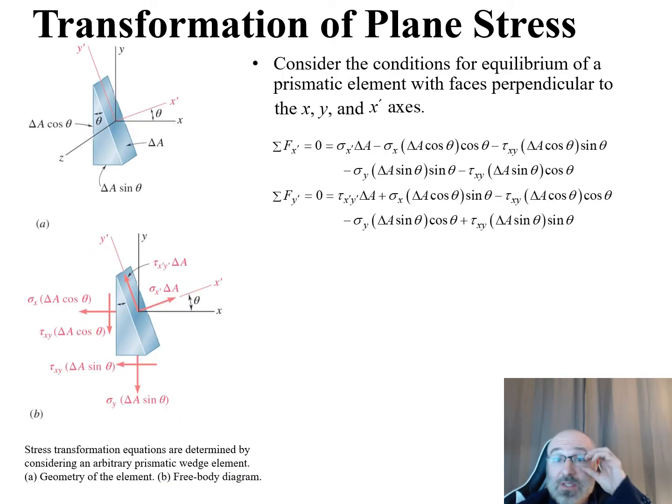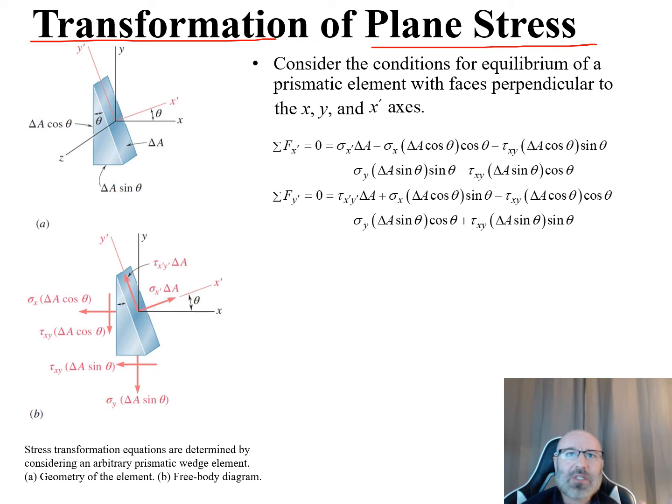So now let's consider the case where we're looking at the transformation of this plane stress that we've just been discussing. So for this, to look at transformation, let's take a simple shape. Let's consider this prismatic element right here. So we have conditions for equilibrium right here for our prismatic element, and the faces are perpendicular to our x, y, and our x prime axes.